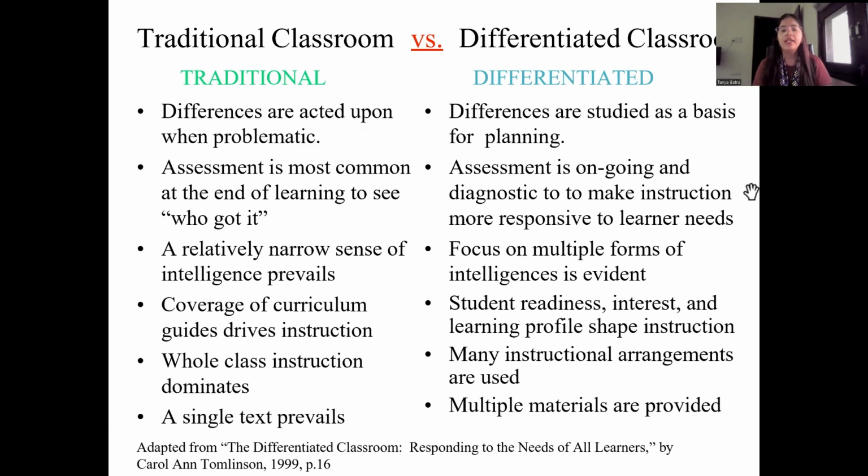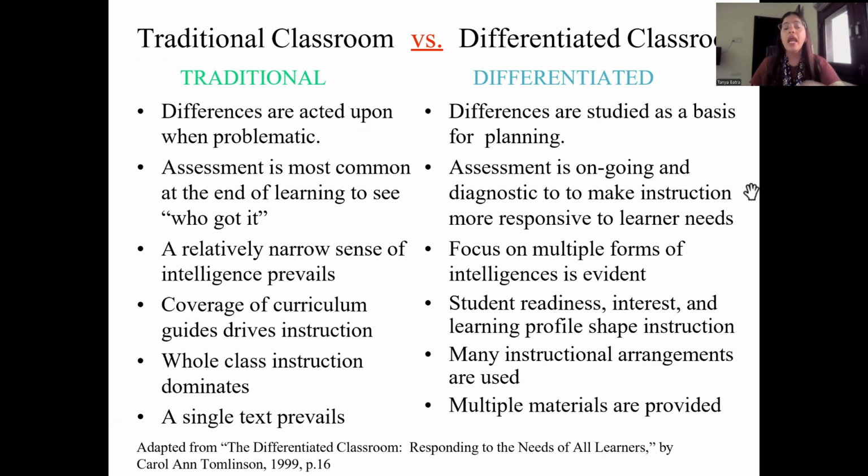In the traditional classroom, coverage of curriculum guides drives instruction. In the differentiated classroom, student readiness, interest, and learning profile shape the instruction. Traditional classroom: whole class instruction. Differentiated classroom: many instructional arrangements are used. Many instructional arrangements means many forms of instruction are planned so that they can be delivered in the classroom and all the learners can understand the concept with the help of those different instructions.